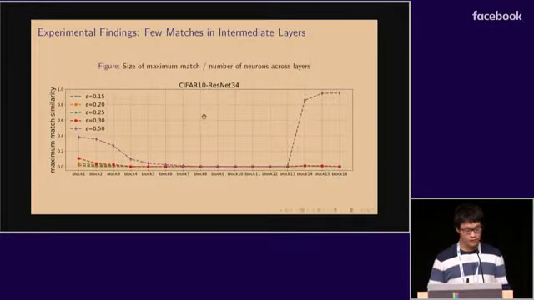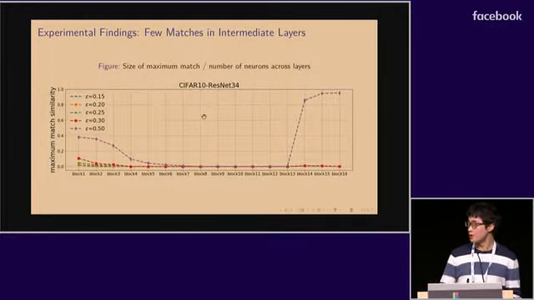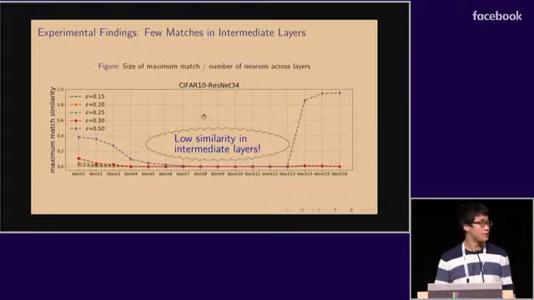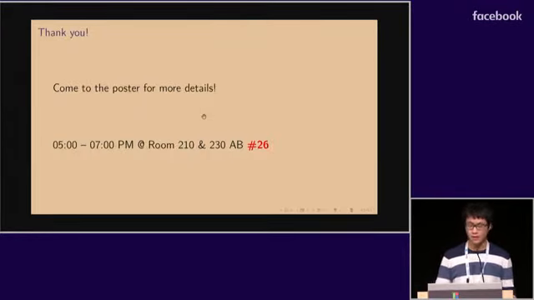So in our experiments, we plotted this figure showing the size of the maximum match divided by the number of neurons for different layers. As you can see in this figure, we found few matches in intermediate layers, which suggests low similarity in intermediate layers. If you want to know more, come to poster number 26.